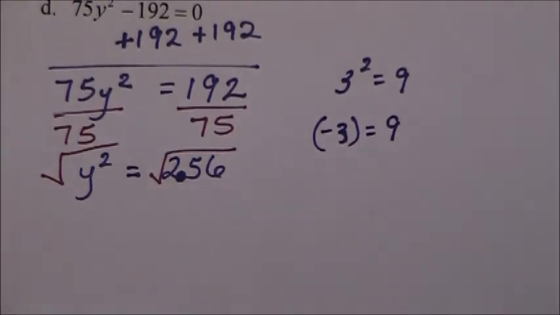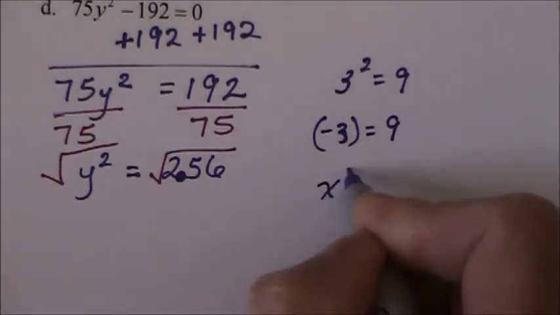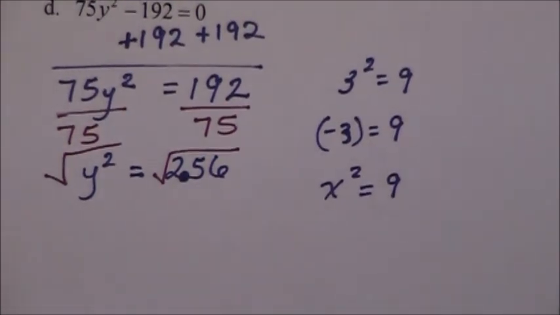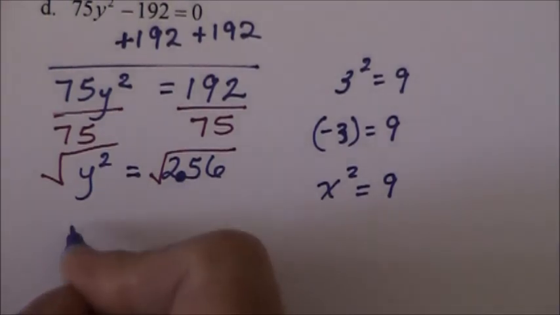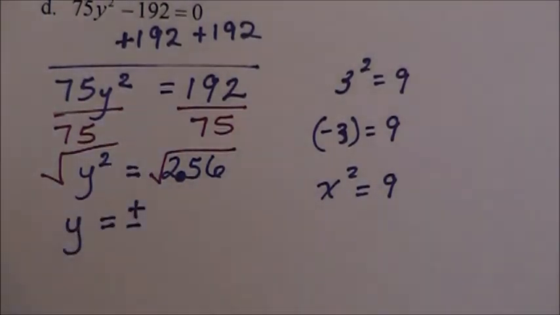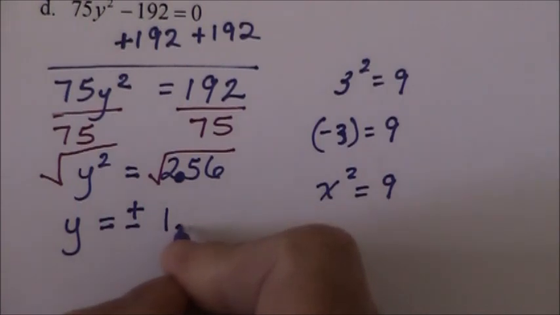So if we had to work backwards and I said x squared is equal to 9, would we know whether this 3 here was positive or negative? We wouldn't. And as a result, when we square root over here, we're going to have y is equal to plus or minus the square root of 2.56, which is 1.6.